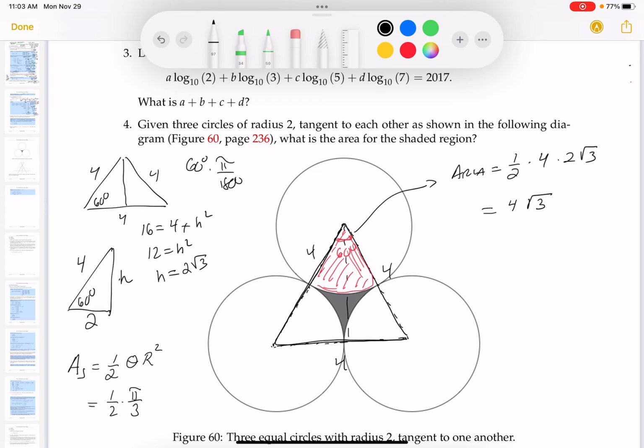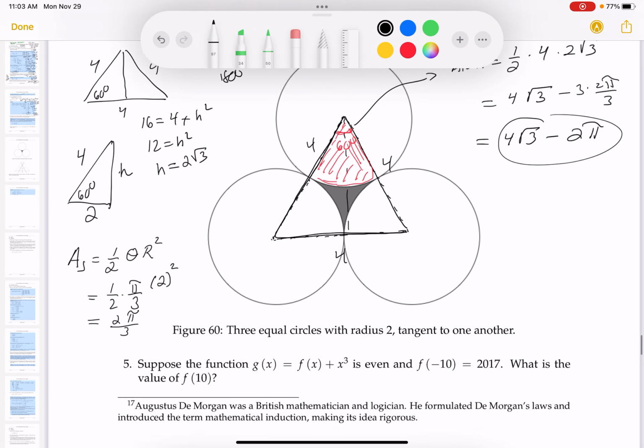So what's the r for that? Well, the r is 2. Right, so what do you get there? Let's see, you would get 2 pi, because 2 squared is 4, and divided by 2 is 2, over 3. But there's 3 of them, so what I got to do, minus, I'm taking away 3 of these guys, 3 times 2 pi over 3. So what do you get? 4 root 3 minus 2 pi. That's the area. All right, let's go back and see how I did.